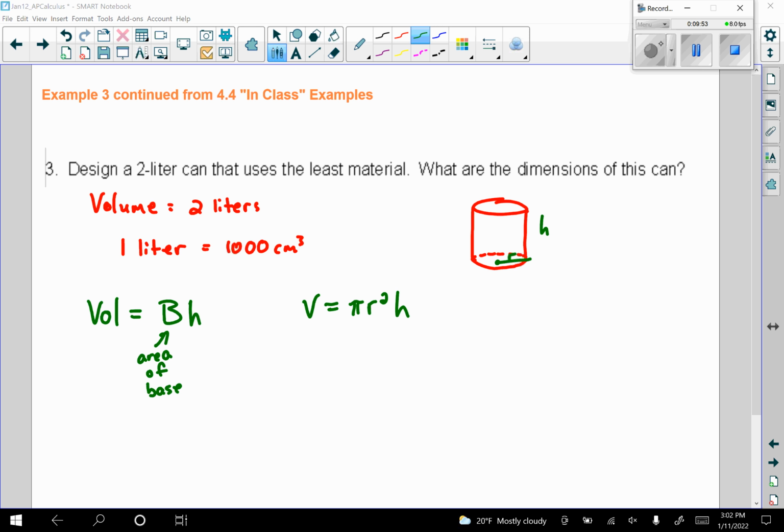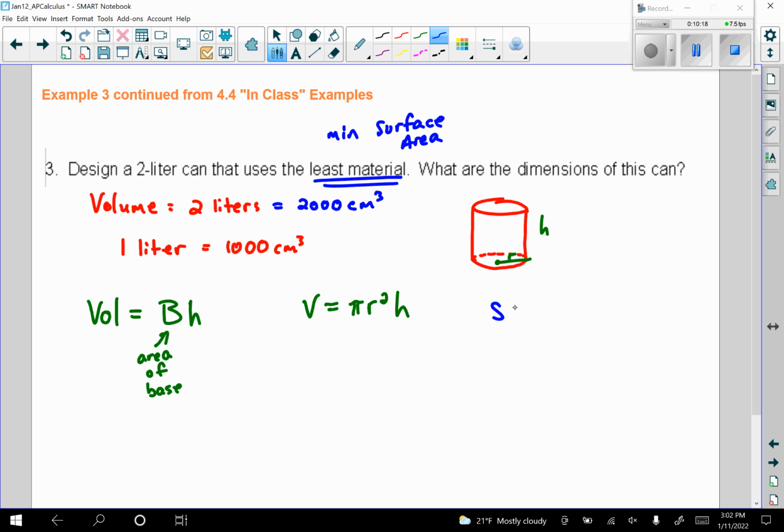But we're trying to use the least amount of material, so that's what's going to go on the can, and that's actually surface area. So when we're trying to use the least material, we're trying to minimize surface area. But they gave us information with the volume. And going back to this now, since we have 2 liters and 1 liter is equal to 1,000 cubic centimeters, this is actually 2,000 cubic centimeters then.